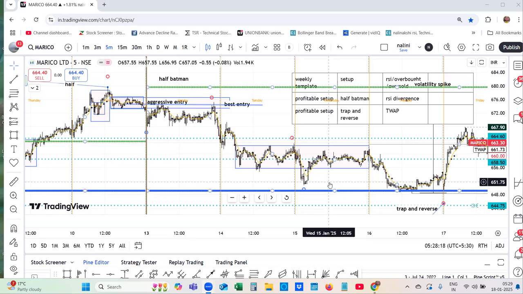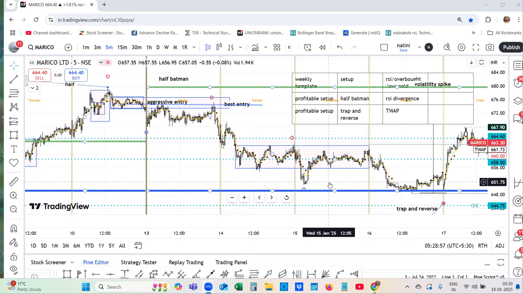In my previous video, Mastering Chart Patterns as well as Weekly Template, I discussed the Off-Batman pattern and trap and reverse. And in my previous video, the 7-step routine, how you can make a weekly template and identify the powerful patterns will set up a reversal strategy, and you can have a parabolic profitable trade in the market.